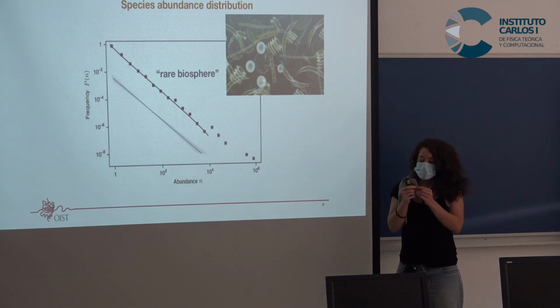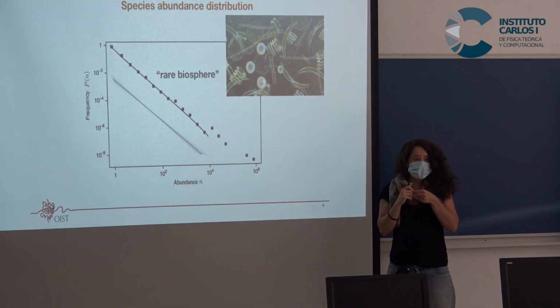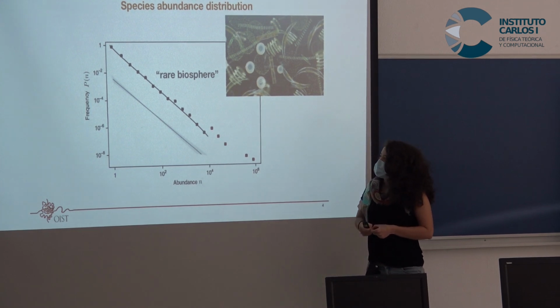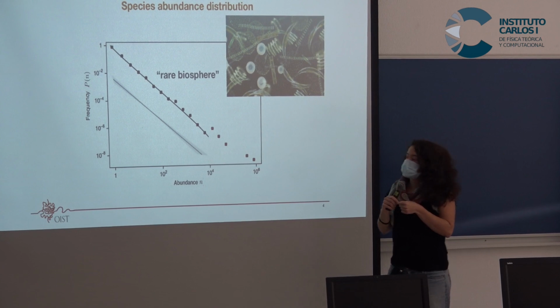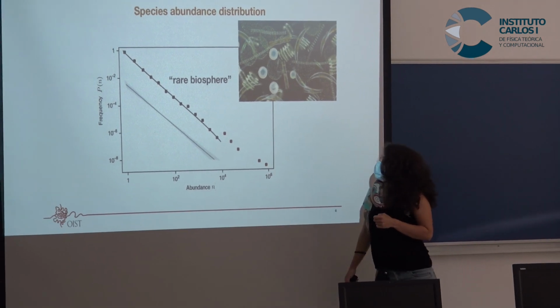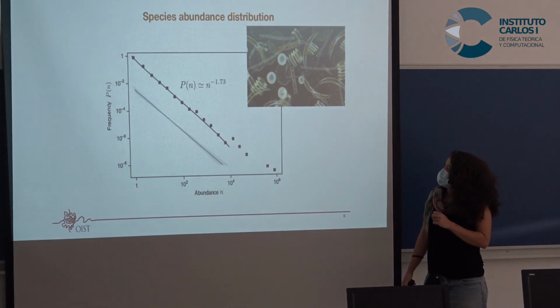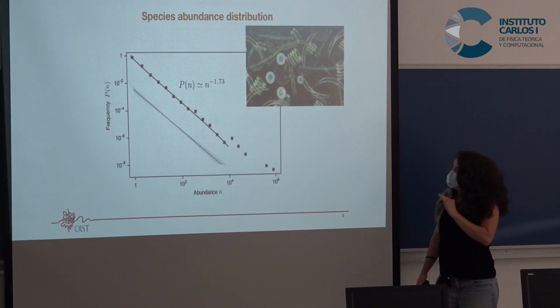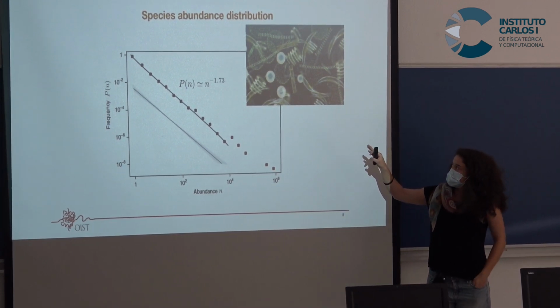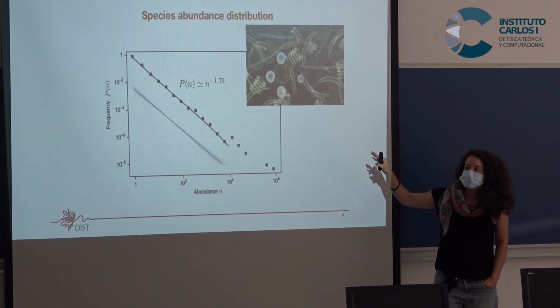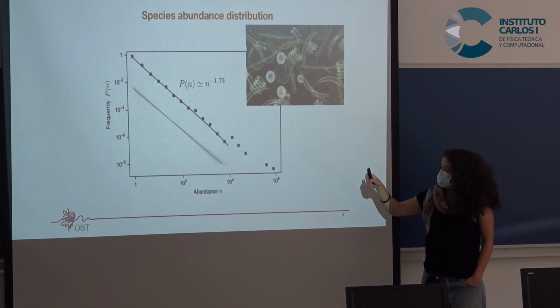They focus on this rare biosphere, as they say. Rare because it's a very small number of individuals per species. And there are many, many of these very small abundance species. What they observe is that this is characterized by a power law with a very high exponent, an exponent that is higher than 1.